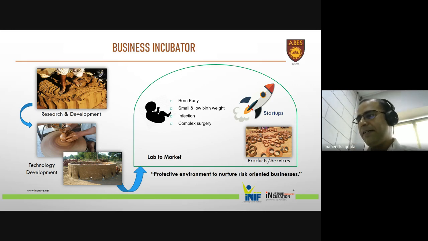But in parallel, I also say that the incubator infrastructure must have certain innovative features so that it attracts people to work. Right? It attracts people and helps them to become more creative. Right? So the incubators help any early stage innovation.